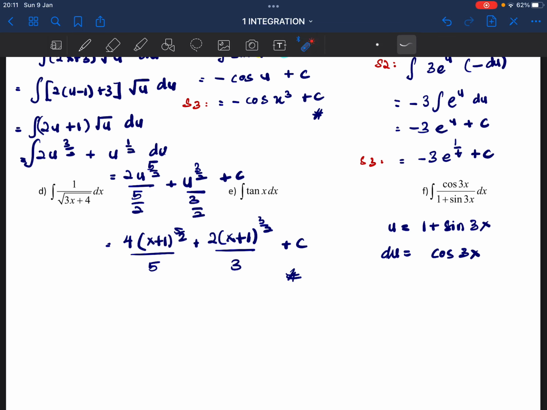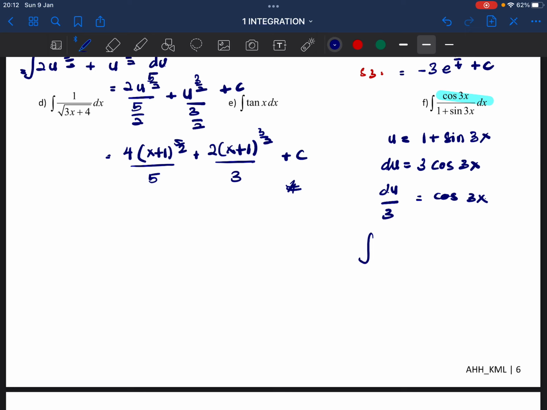Times the derivative of the inside, so that will be 3 cos 3x. Okay, so you only want cos 3x, the blue part, cos 3x, because this is your du. This 3 here, move to the other side. So you will have du over 3 equals cos 3x. Okay? So change back our expression to everything in terms of u. So that will be 1 over u du over 3.